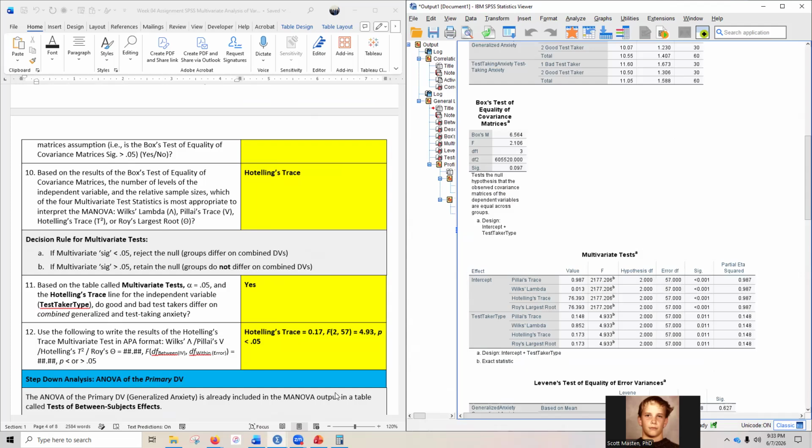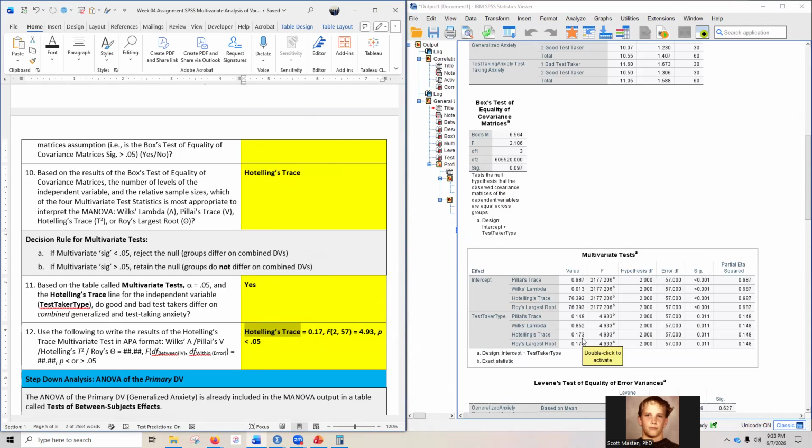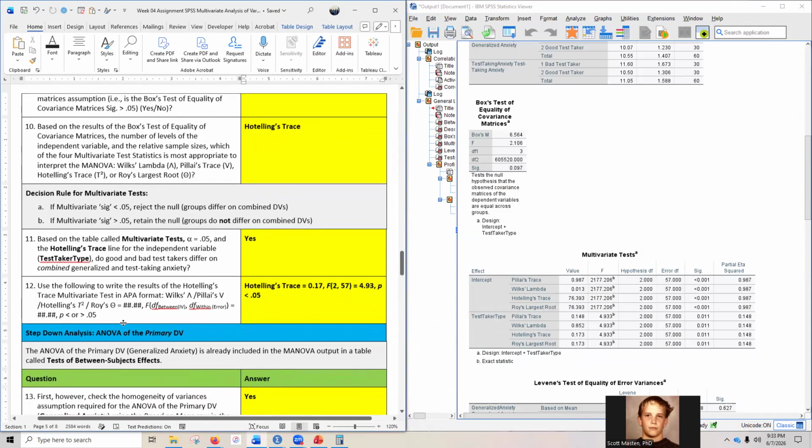Cool. So we have to write that up. The way to do that is Hotelling's trace, or T squared, you could use here if you wanted, is equal to 0.17. That is approximately equivalent to an F with 2 and 57 degrees of freedom, F value of 4.93, and our p is less than 0.05. No need to do your partial eta here. So that's where all that came from.